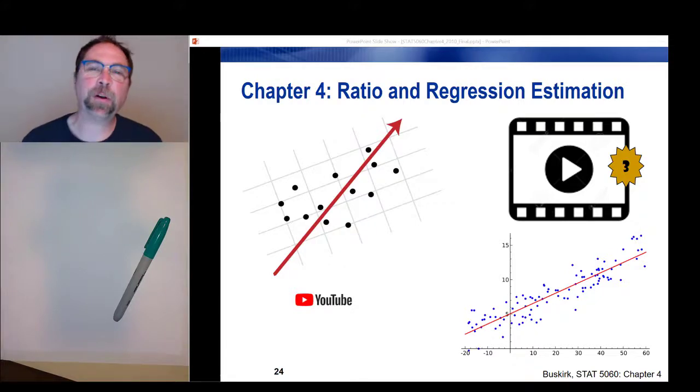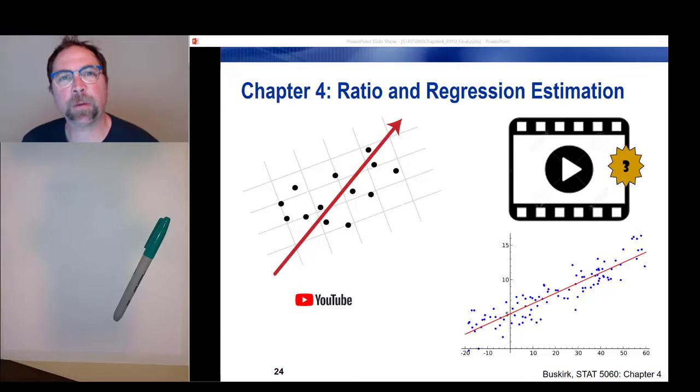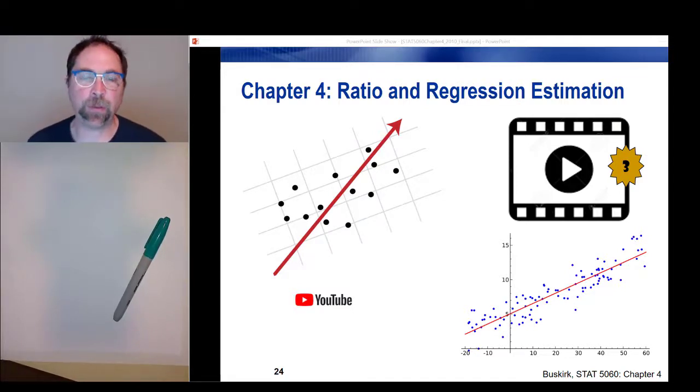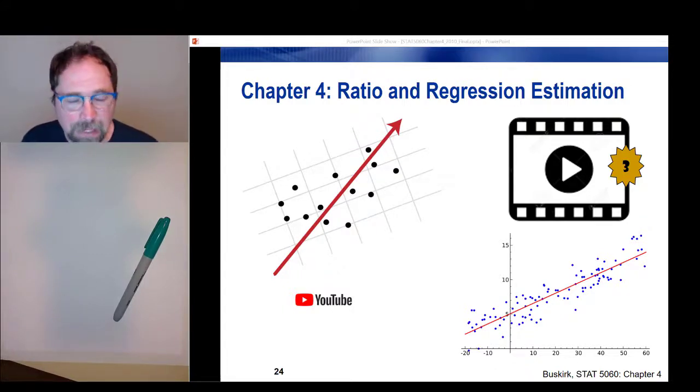Hello class, welcome to the third segment in chapter 4 where we're covering ratio and regression estimation. So far we've looked at the motivation for why you might care about estimating a ratio. We've also examined when ratio estimators might be better suited for estimation, even though ratio estimators are generally more biased than sample mean estimators or sample total estimators that we have seen or learned about in chapters 2 and 3.